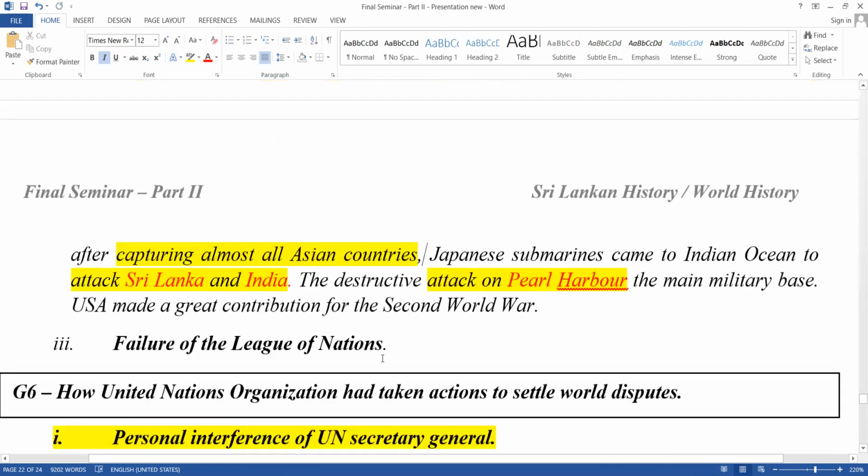Failure of the League of Nations is the third heading if you are writing on the three headings. Those are the reasons for the birth of the Second World War.